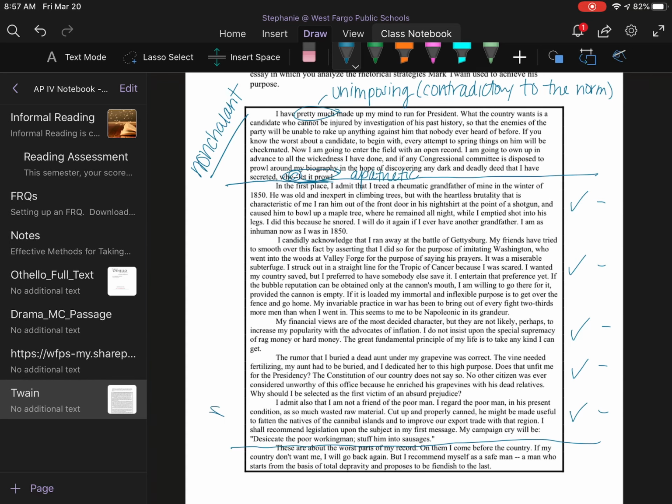The next section, I think the best way to describe it is that it's a very matter-of-fact tone.